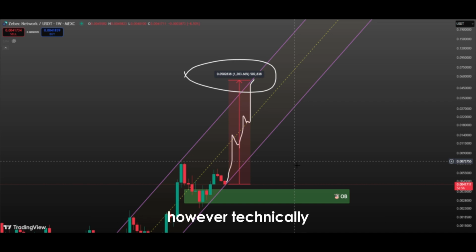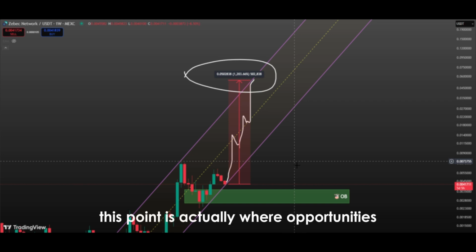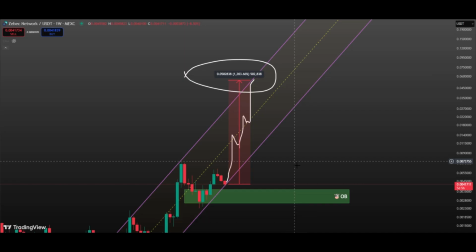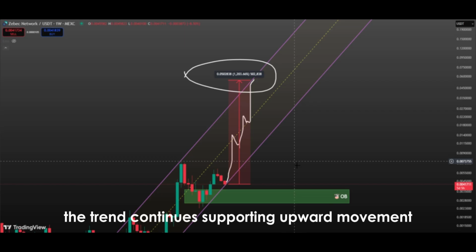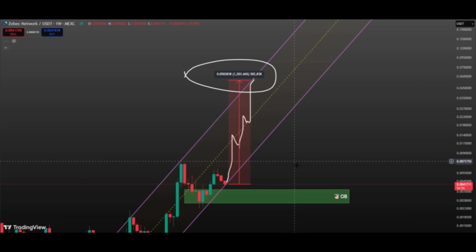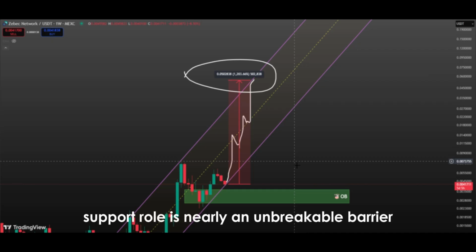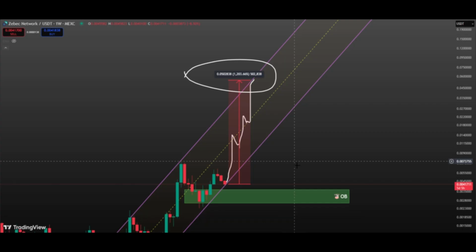However, technically, this point is actually where opportunities are most concentrated. While many investors act out of fear, patient and informed investors view these levels as an advantage. As long as the channel remains intact, the trend continues, supporting upward movement. In long-term technical analysis, the lower band support role is nearly an unbreakable barrier, providing investors with confidence.